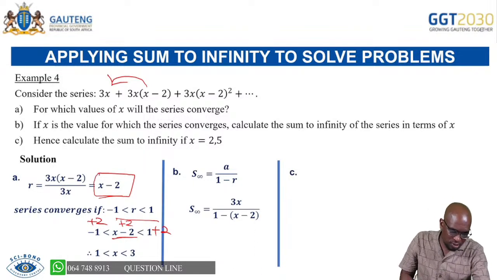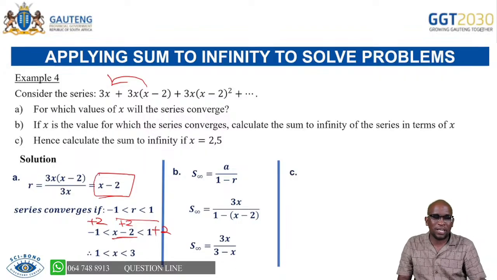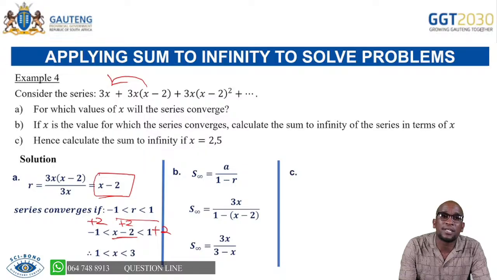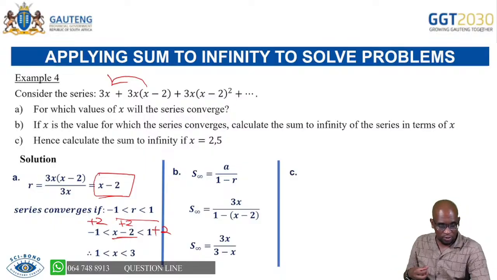So that substitution there is performed in step 2. You can see a is equal to 3x and r is x minus 2. So simplifying that further, we get that the sum to infinity would be 3x divided by 3 minus x. That would represent the sum to infinity in terms of x.